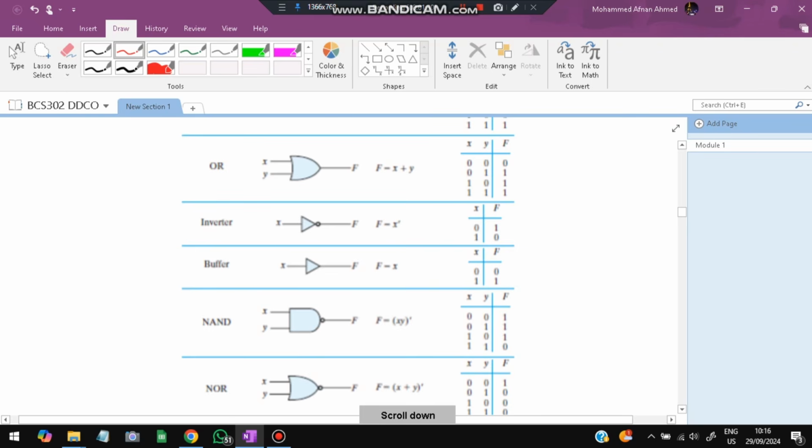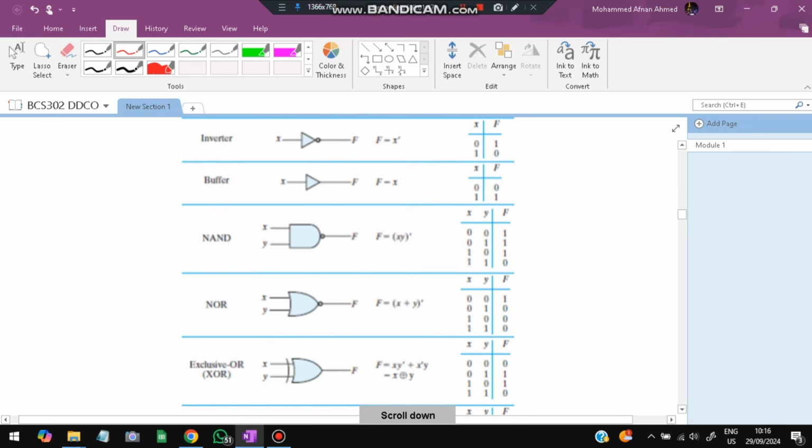Next we have the inverter. Here it is F is equal to X dash. If the input is 0, the output will be 1. If the input is 1, the output will be 0. The buffer is the one where the output remains the same, and it looks like the NOT gate but the circle is not there. The answer will remain the same. If it is 0, it is 0. If it is 1, it is 1.